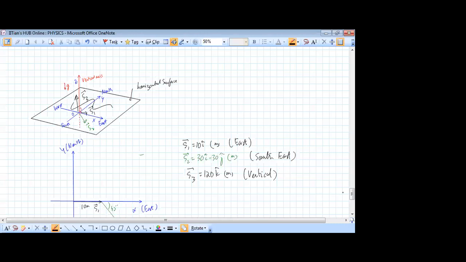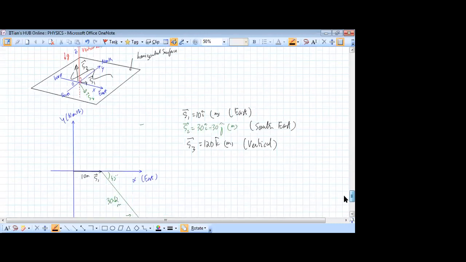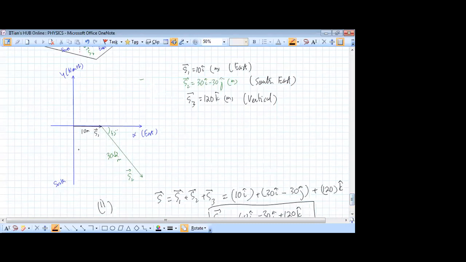Yeah, friends, on the horizontal plane, see, this vector S1 is 10 meters towards the east. So it becomes 10 meters along my x-axis. So it's 10 I cap. Whereas S2 is 30 root 2 towards southeast. Okay. So you can see that it's 45 degrees.